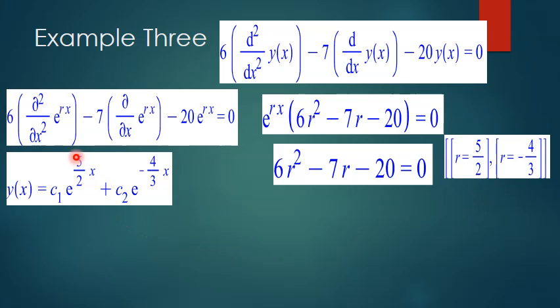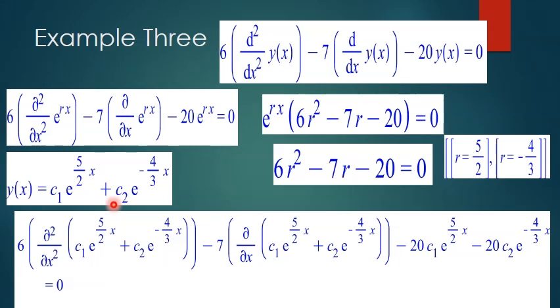Let's plug it back in. Here's my y1 solution. Here's my y2 solution. And I have my 2 unknown coefficients. So this is my family of solutions right here for this differential equation. To find C1 and C2, I'd have to have some initial conditions, which I don't have for this differential equation.